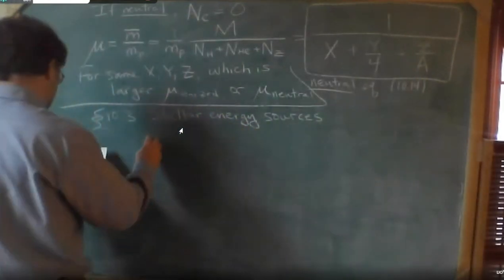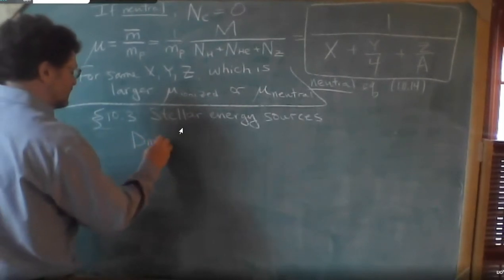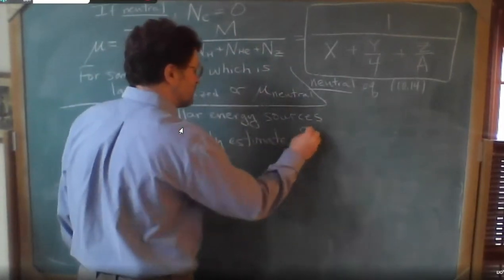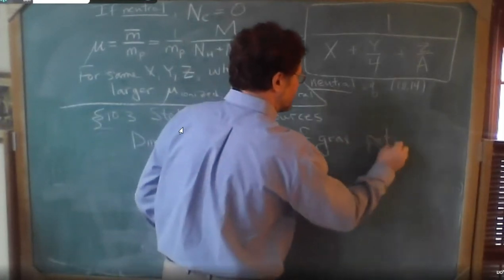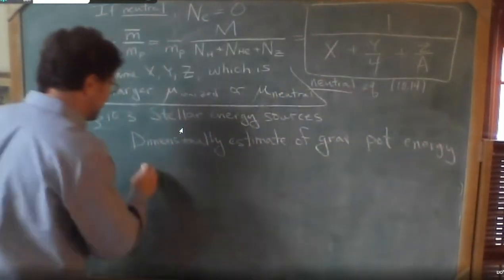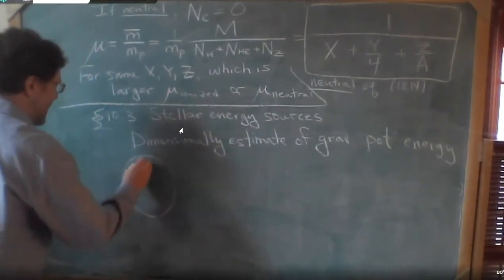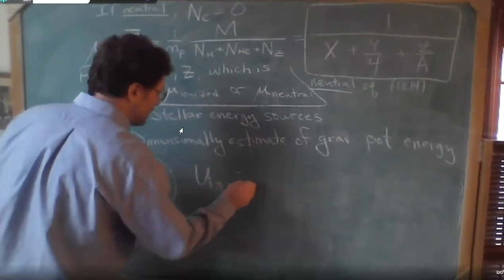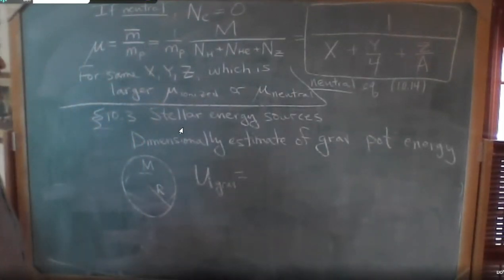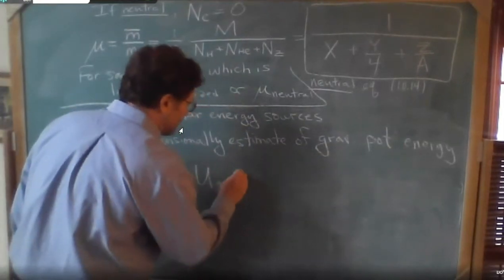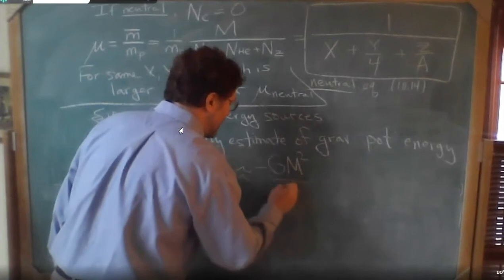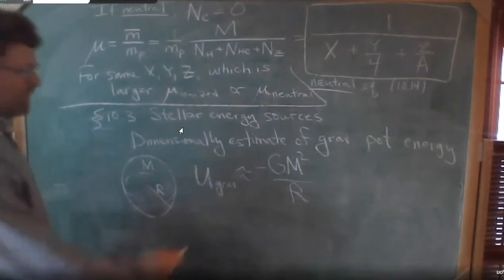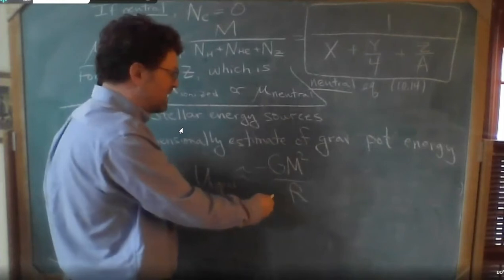So the idea here is that the gravitational potential energy can be dimensionally estimated. I'm talking about the gravitational potential energy of a star of mass m and radius r. And so you might say, well, I could do an integral to figure this out more precisely, but what is it going to have to scale like? Well, it's got to depend on the mass of the star and the radius of the star and Newton's gravitational constant. And so that's really the only thing that it could depend on, GM squared over R.